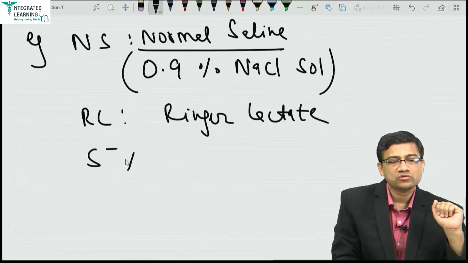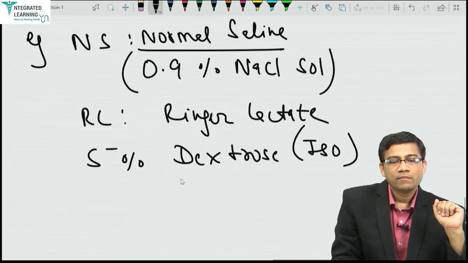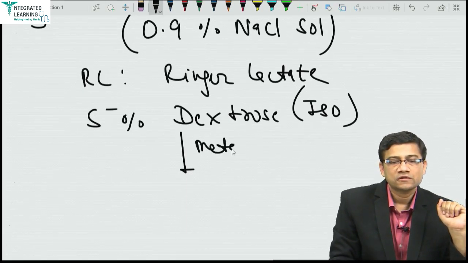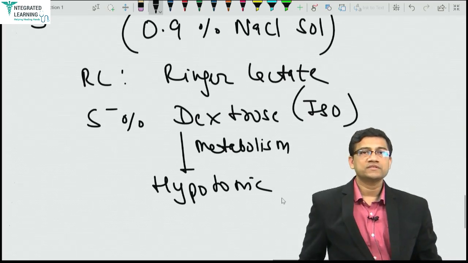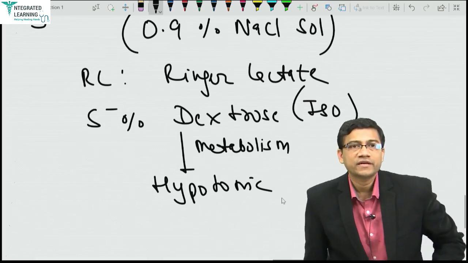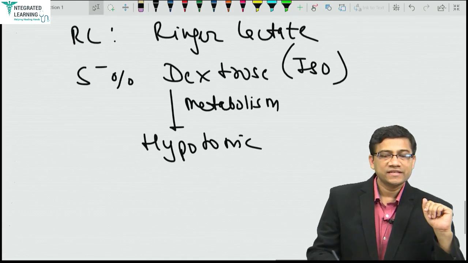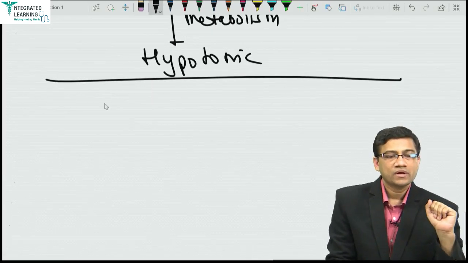5% dextrose. But one thing, 5% dextrose is iso in the beginning, but as there is a metabolism of sugars, as glucose, it becomes hypotonic. So it can become hypotonic once there is a metabolism of sugar. Okay. Now we see what is the medulla's osmolarity and what are the effects, right?